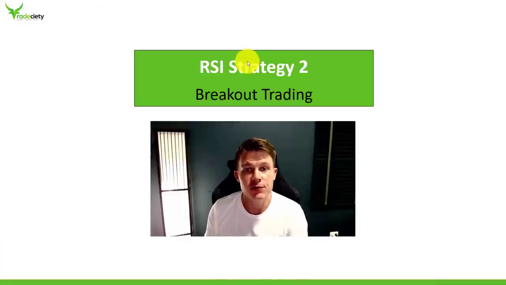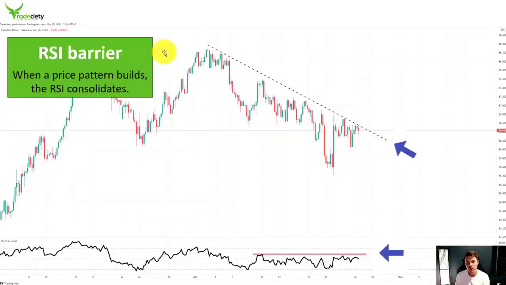Next is another super interesting one, and strategy 2 is a breakout RSI strategy. So what are we looking for? What we're looking for are ranges both on the price action area of the chart and also on the RSI. So here you can see the price action gave us this really nice downward sloping trend line. We can connect the lows here, and we would essentially get a triangle.